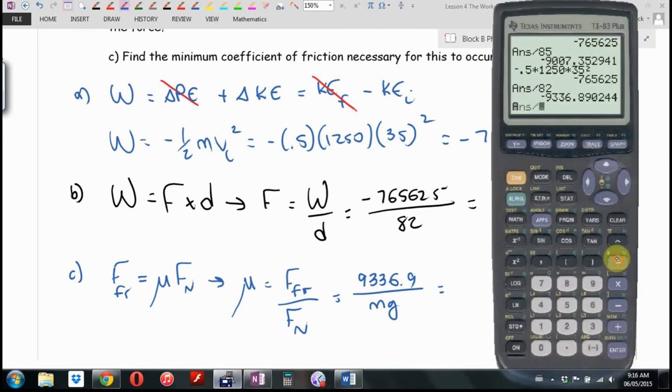It's going to be this divided by, what did I say the mass was? 1250 times 9.8. There's more than one number in the bottom, so I put it in brackets. I forgot to cancel the negative on my answer, so I'm going to get a negative answer. I'm just going to ignore the negative. I need a minimum coefficient. Ooh. I need pretty sticky tires and pretty sticky pavement for this to work.